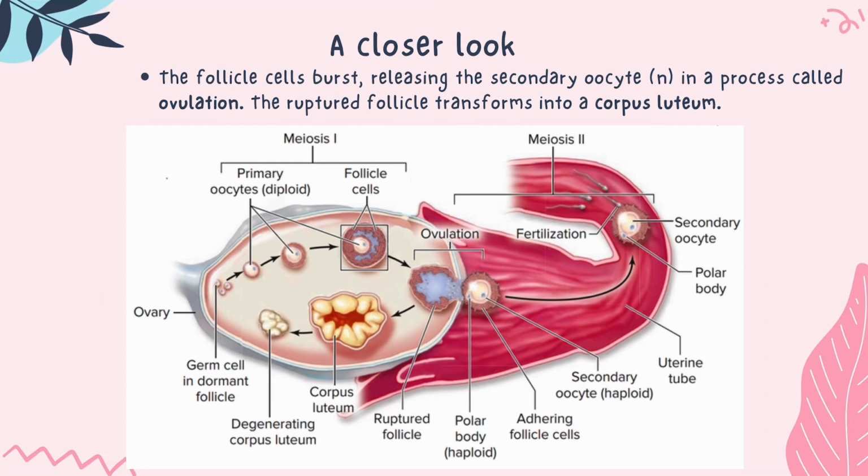The ruptured follicle left behind after ovulation develops into what we call the corpus luteum. The corpus luteum secretes estradiol as well as progesterone, a hormone that helps maintain the uterine lining during pregnancy. If the egg is not fertilized, the corpus luteum degenerates and a new follicle matures during the next cycle.